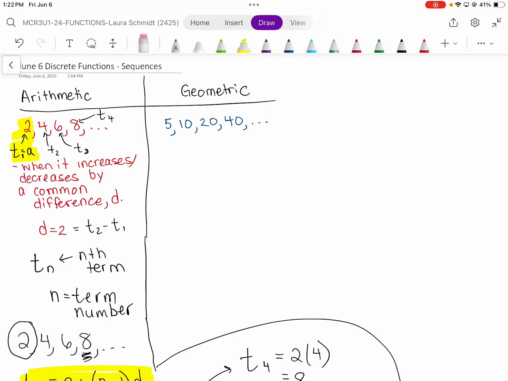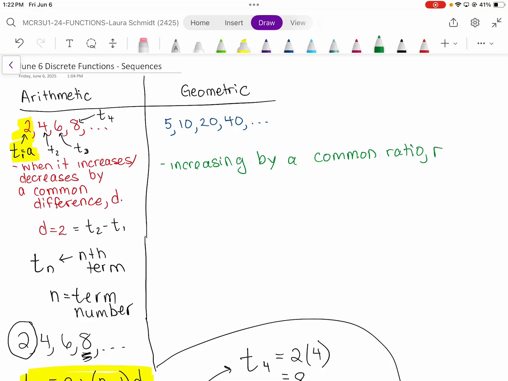Okay, that's arithmetic. Geometric? Geometric is just, instead of adding or subtracting, it's multiplying. So geometric's when it's increasing by a common ratio, which we're calling R. Is there one for dividing as well? It's going to be the same. It's still geometric.